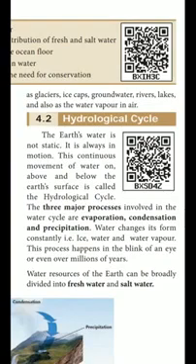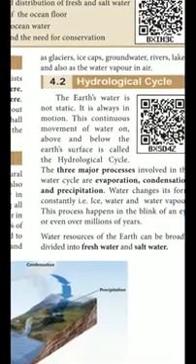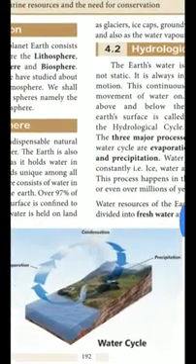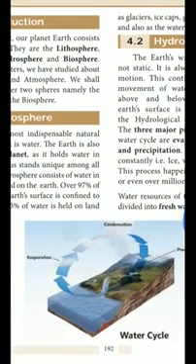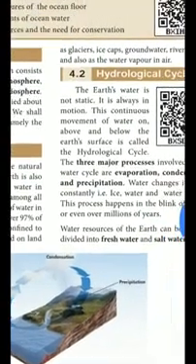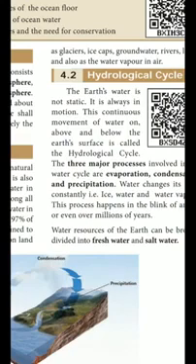So from this picture, what you can understand is the hydrological cycle. What do you mean by this hydrological cycle? What is another name for it? That is the water cycle. How does it come about? From the sea or lake or pond, the water will evaporate, then it will condense and precipitation will occur. Like that, the cycle will go on. The earth's water is not static. It is always in motion.